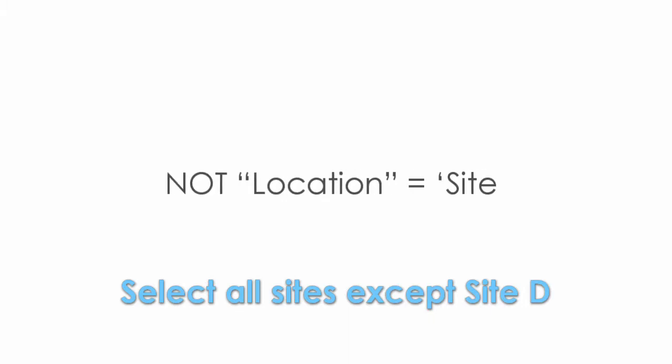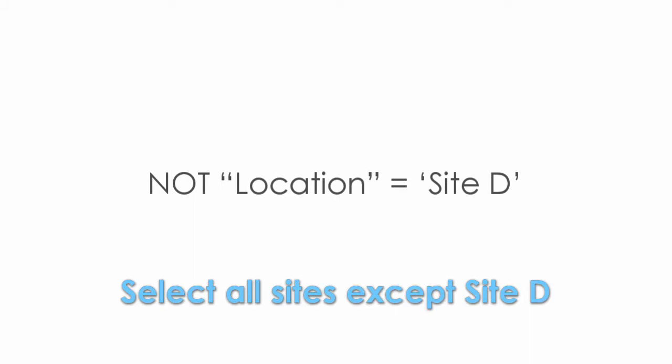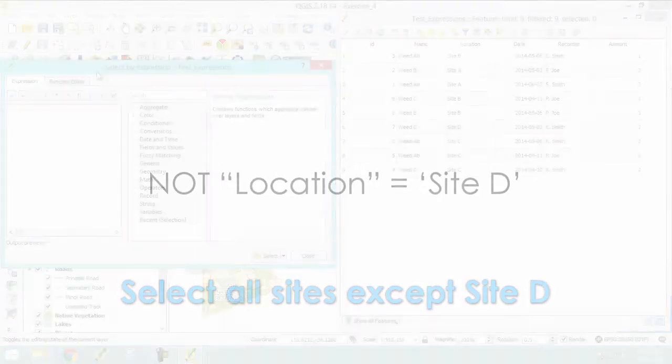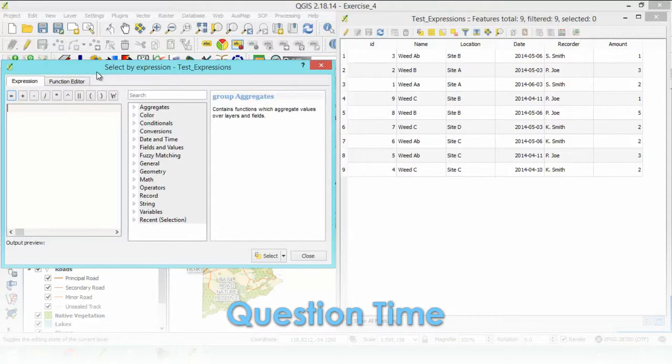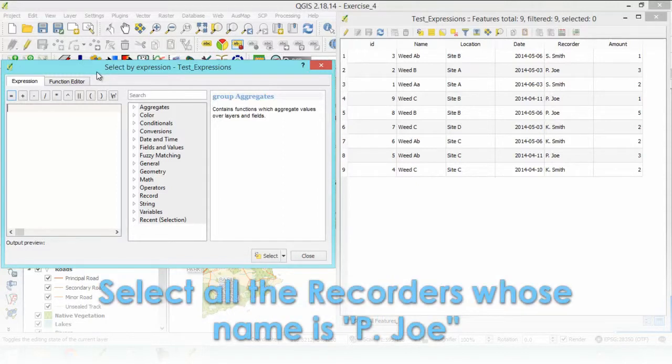So we would type ID in double quotes equals 1 or ID in double quotes equals 4. If we wanted to select all sites except site D, we would type not location equals site D. Just pay attention to the different quotation marks used there. Complete the following based on your own expressions, then count how many rows the expression selects. Select all the recorders whose name is p.joe.